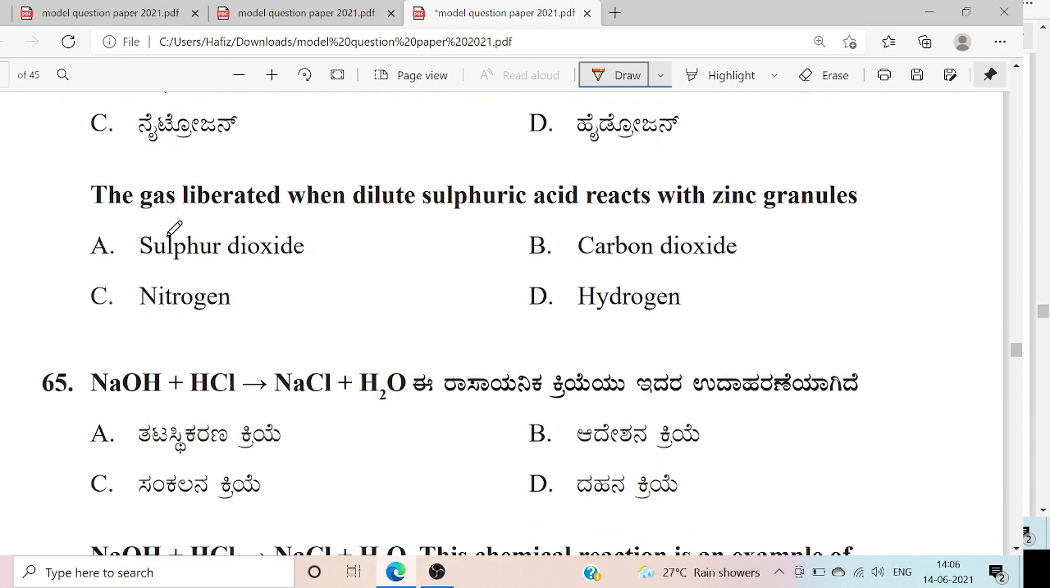Then the next question is on your screen. The gas liberated when dilute sulfuric acid reacts with zinc granules. Here, let us write the equation so that we can get to know that Zn plus H2SO4, we get ZnSO4 plus H2. Remember children, when metals react with acids, they produce hydrogen gas. Which gas is produced? It is hydrogen gas.